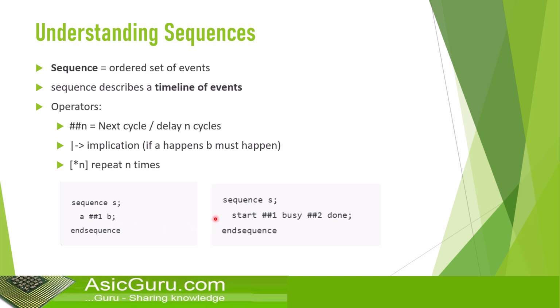In another example, if start is high, then after exactly one clock cycle, busy should be high, and after exactly two clock cycles, done should also be high. So sequences are very useful for modeling protocol timings, transaction flows, or even state transitions.